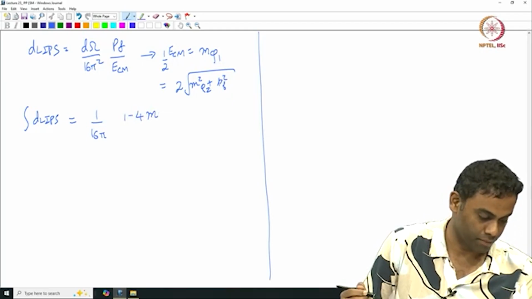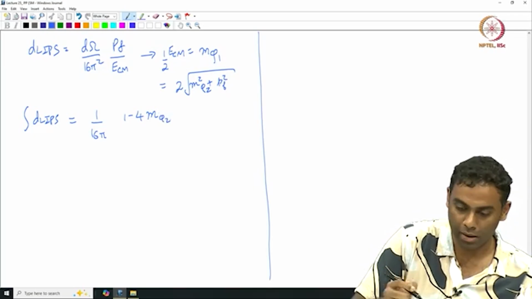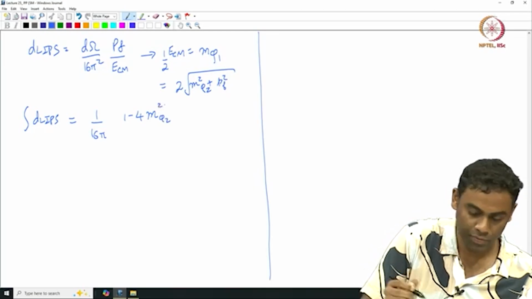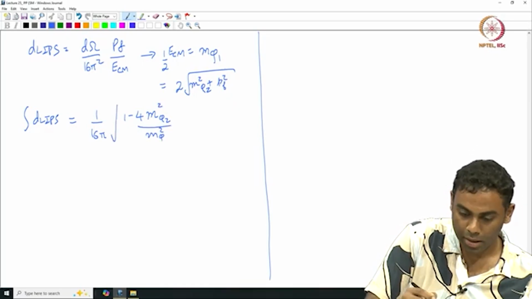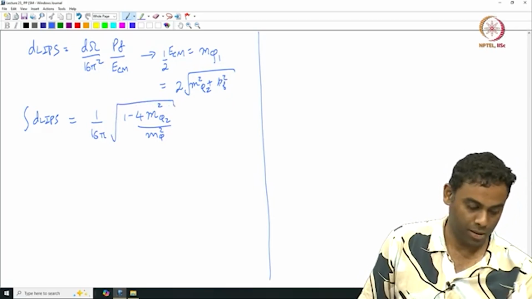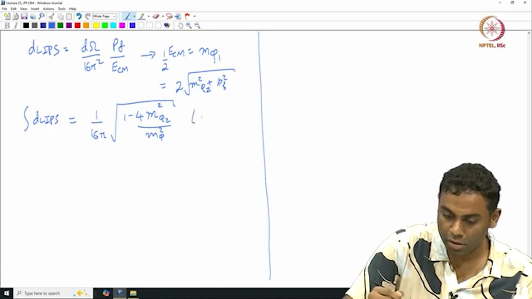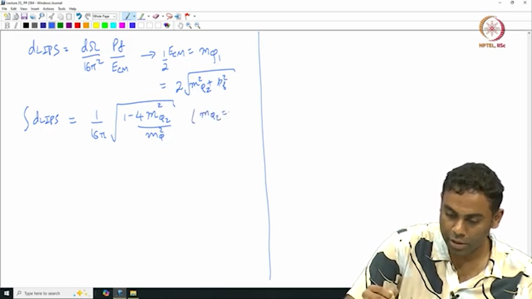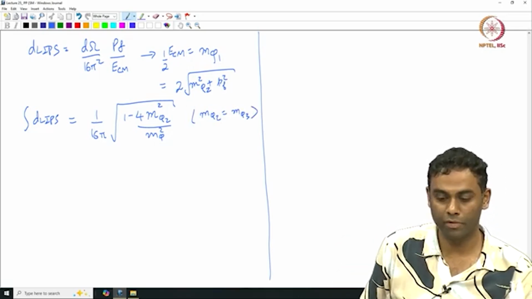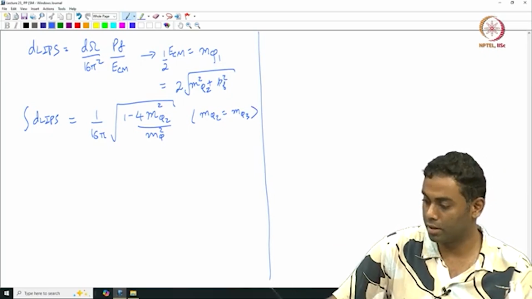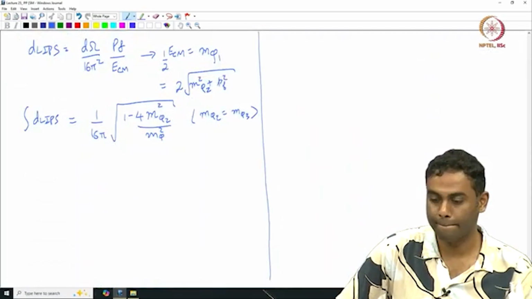So phi 2 squared over m phi squared, but under a square root, but that is not all. This is for m phi 2 equals m phi 3. This is for the case of equal final state masses. That simplifies the expression that I am writing down.